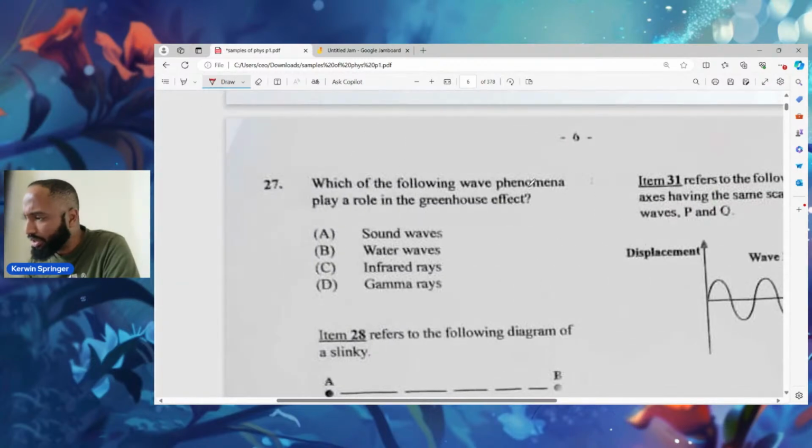Which of the following wave phenomena plays a role in the greenhouse effect? Can be sound waves, water waves, or gamma rays. Like we just go with infrared now, bro.